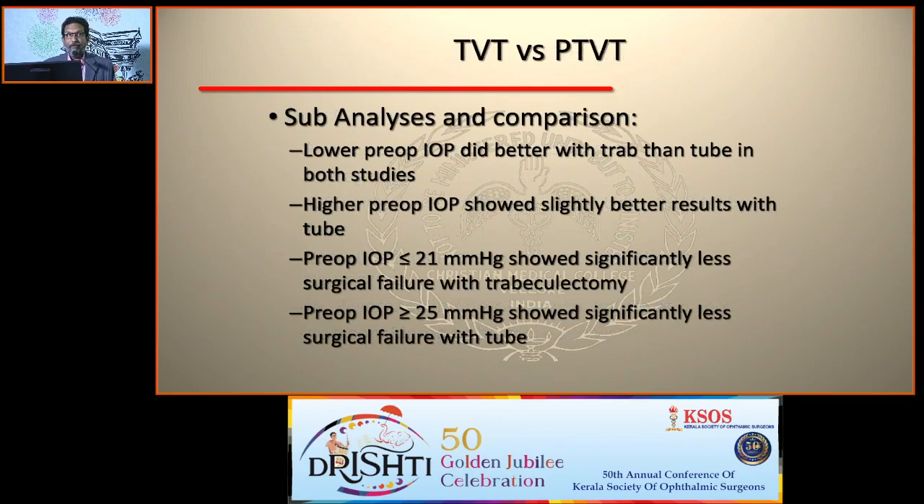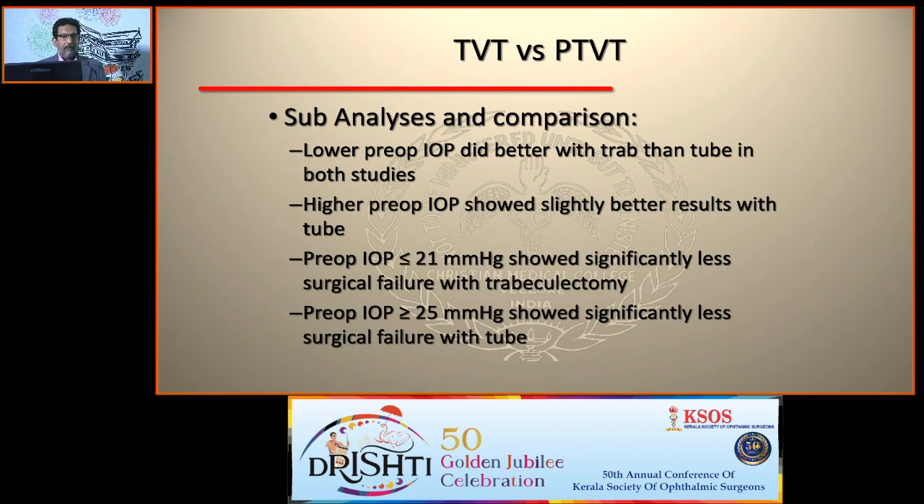There have been a few publications by the authors of that study where they have looked at sub-analyses and tried to compare subgroups and see whether you can identify those patients who would benefit more from a trab or benefit more from a tube. What they really studied was the initial IOP at the time of initiating the treatment. Those with a lower pre-op IOP did much better with the trab than with the tube.